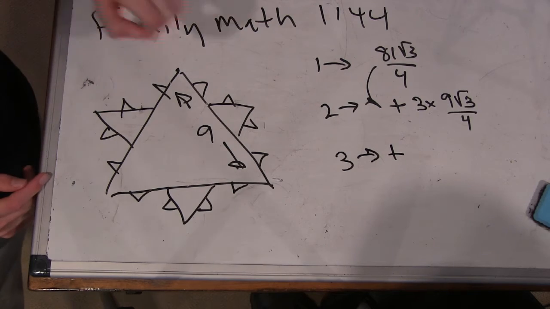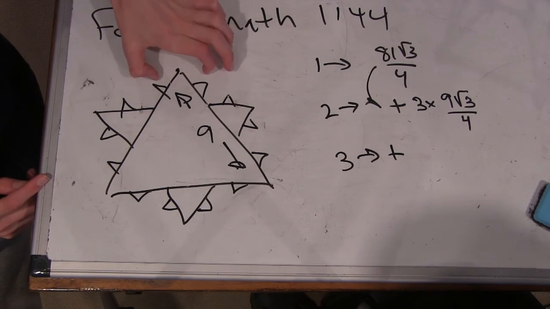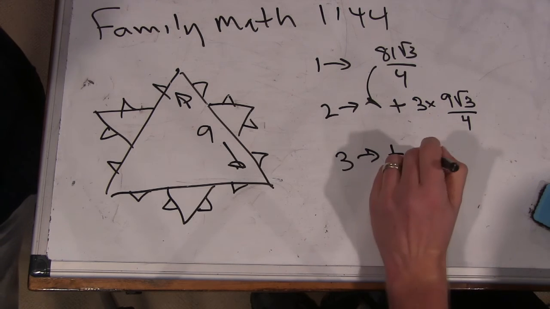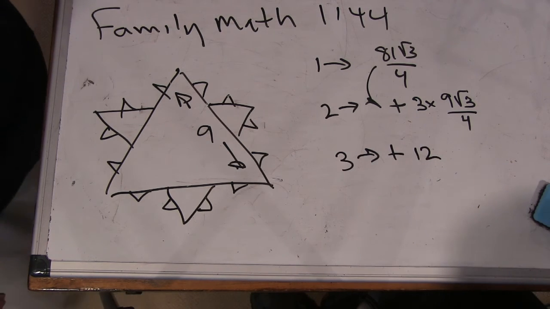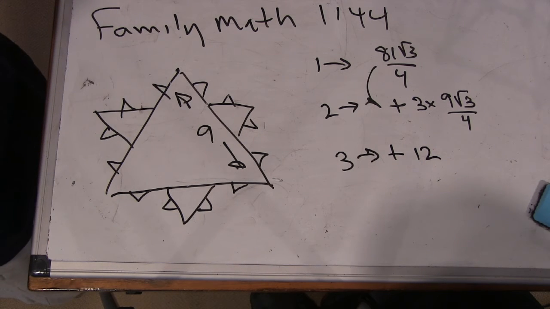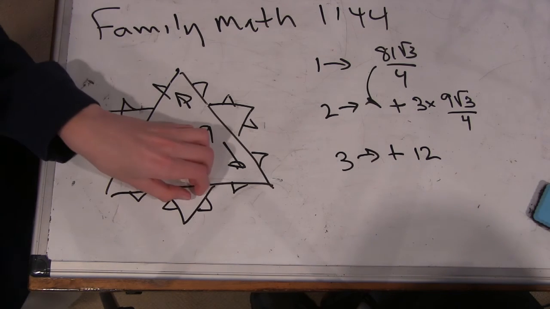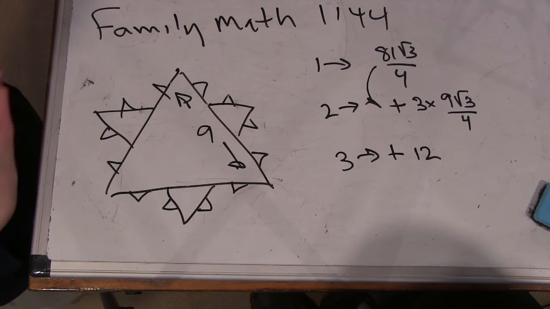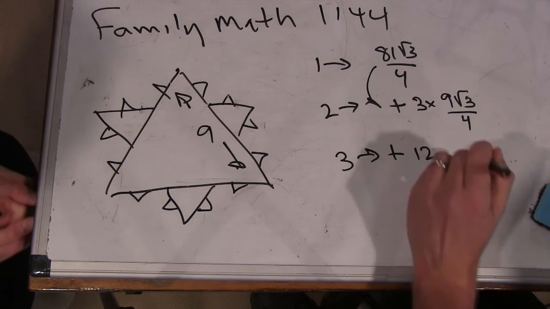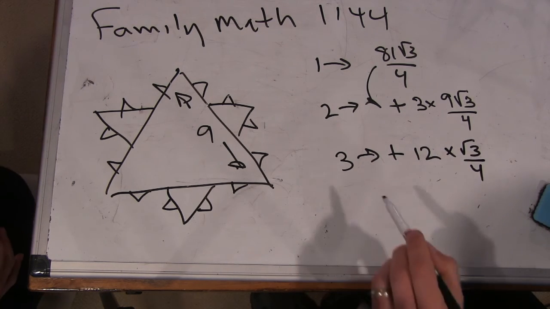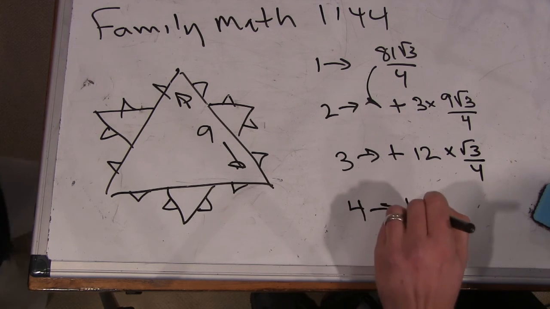Well, let's see. 2, 4, 6, 8. So we've got 12. Alright. Times, now these triangles have side length 1. So we have 1 times root 3 over 2 divided by 2. Okay. So root 3 over 4. Alright, that's great. And then maybe we can even do the fourth step.